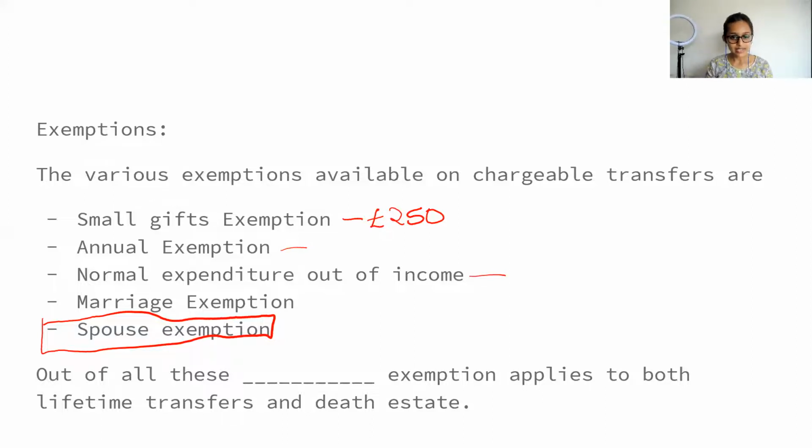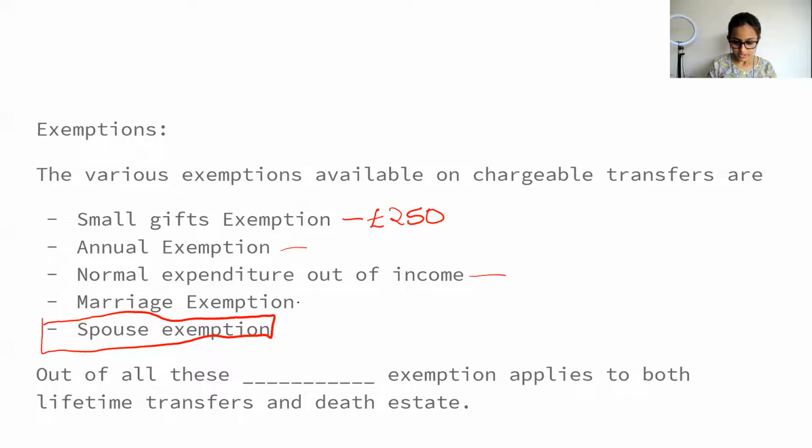And also there's the marriage exemption. Then there's a spouse exemption. Spouse exemption means whatever amount you transfer to your spouse is fully exempt under IHT. This can apply to any lifetime transfers as well as anything as part of your death estate.